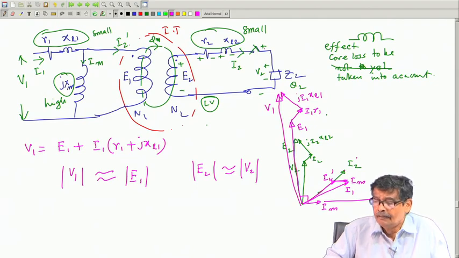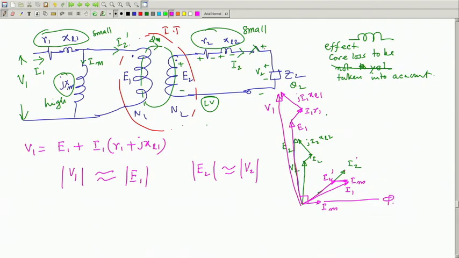Anyway, in the next class what we will do is this: we will tell you about the core loss, which is very important. We will see that it comprises two components. One is eddy current loss, another is hysteresis loss, and when a practical transformer is operated, if you touch the core, you will find the core is becoming hot, although there is no electrical connection between the conductors and the core. So, that is another interesting topic that we will take up in my next class.